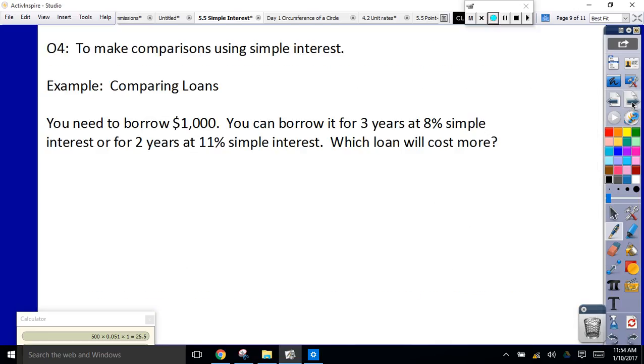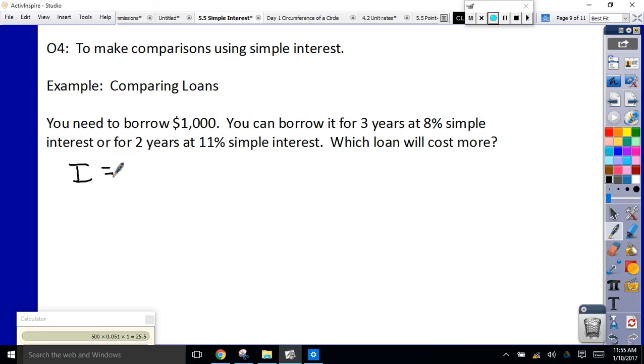Okay, last objective. To make comparisons using simple interest. We kind of talked about this a little bit with the challenge question in the other problem that we did. You need to borrow $1,000. You can borrow it for 3 years at 8% simple interest or for 2 years at 11% simple interest. Which loan will cost more? Okay, so let's figure this out. First, we need to find simple interest for our first loan.